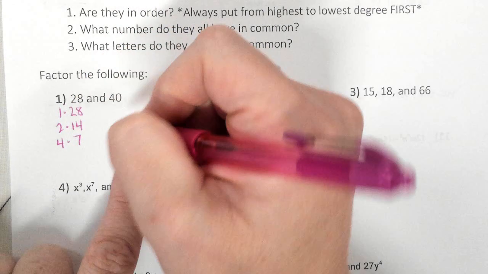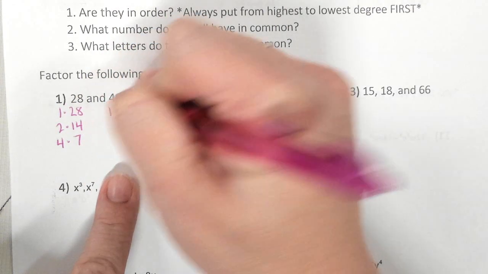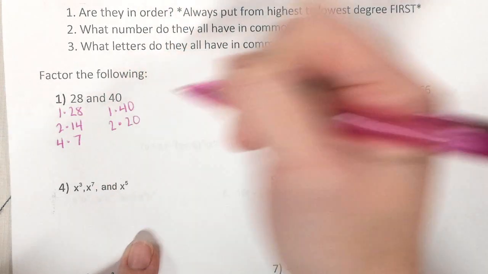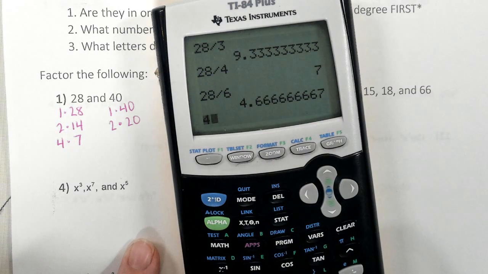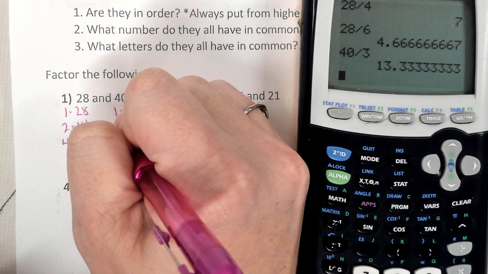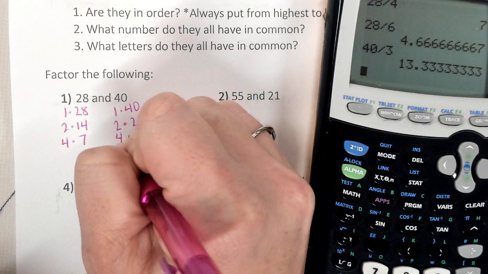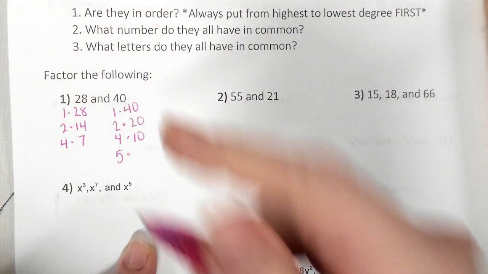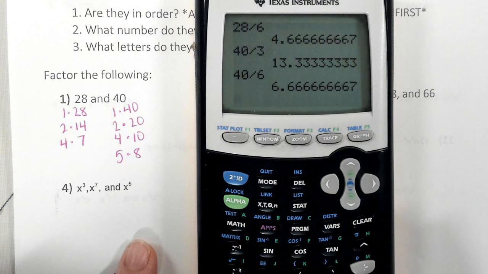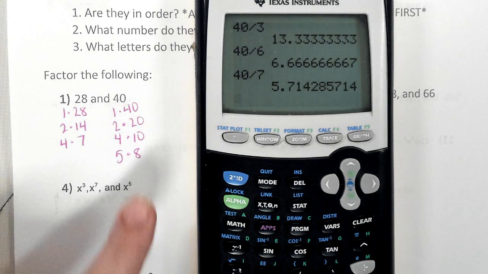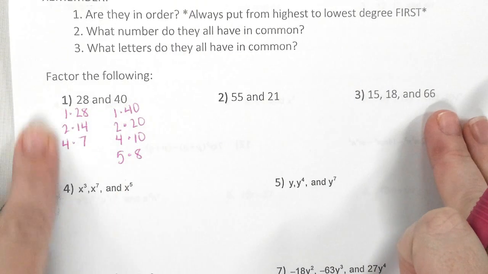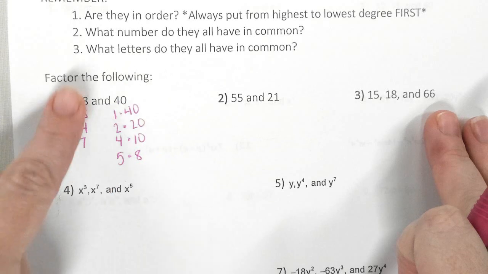I'm going to start the exact same way, with 1 times 40. 40 is even, so I know 2 goes into it 20 times. 3 does not go into 40, and again, if you're unsure, you can just divide. 4 does, 10 times. 5 does, 8 times. 6 does not, and 7 does not. What comes after 7? 8, and we already have that listed, so we're done. Does that make sense?